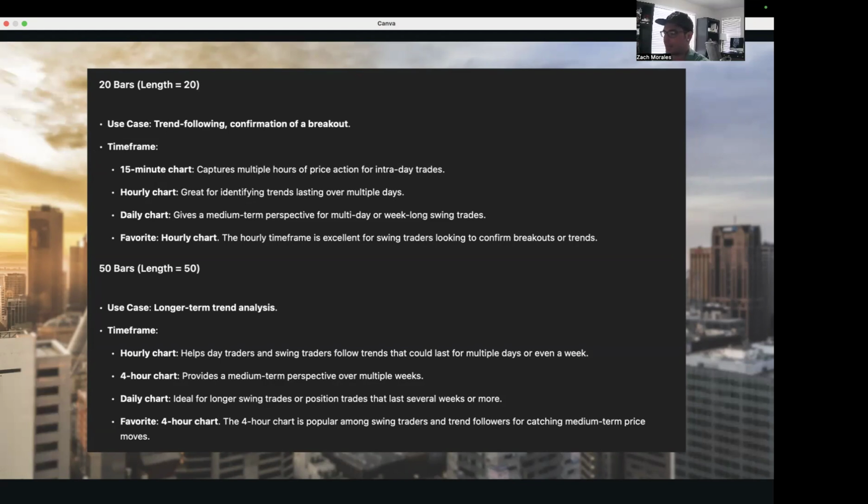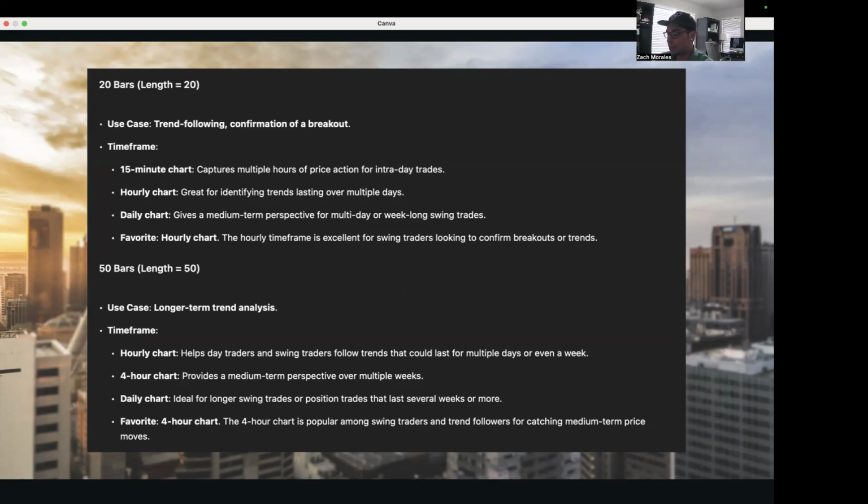This one right here is getting into multi-day or week-long swing trades, all right? And that's going to be using the hourly chart indicator setting on the indicator. You have the 50 bars. This one is best used on the 4-hour chart. That's our favorite for this one. And we're going to be looking at a little bit of a longer term trend analysis.